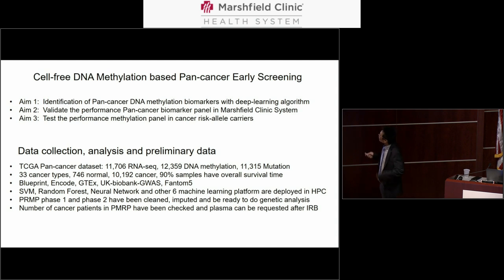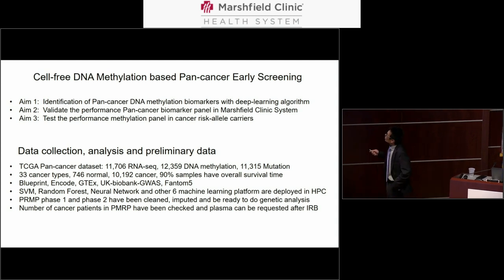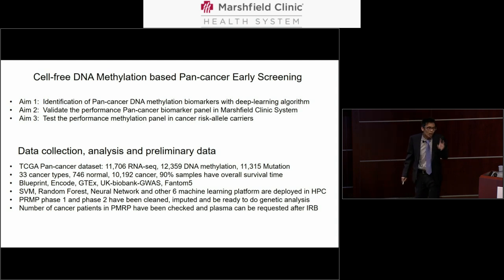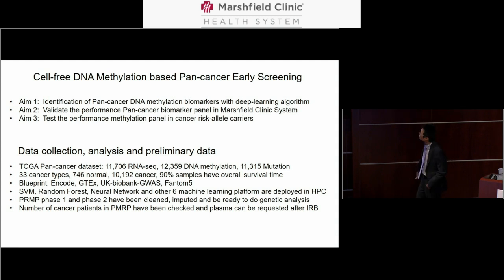So for this project, my first aim is to identify pan-cancer demethylation biomarkers with a deep learning algorithm. The second is to validate these biomarkers in multiple clinical systems. The third is to test the performance of the methylation pathway in cancer risk gene carriers, because this can be used for real prediction.